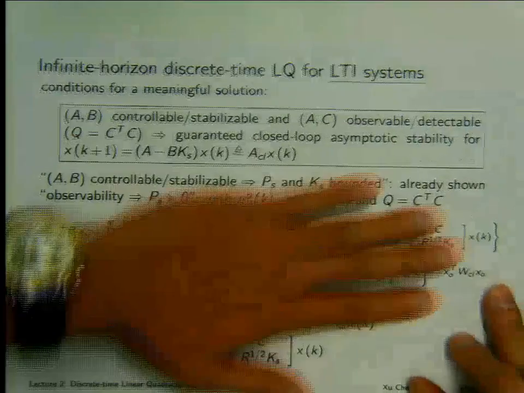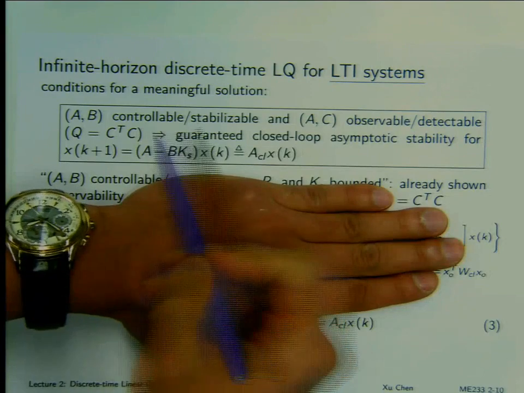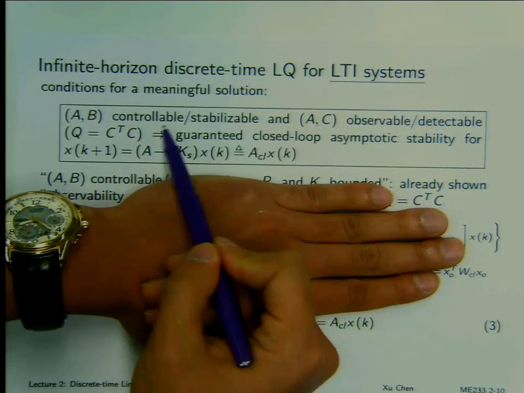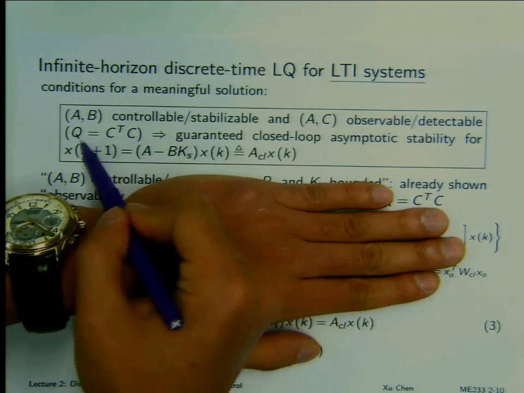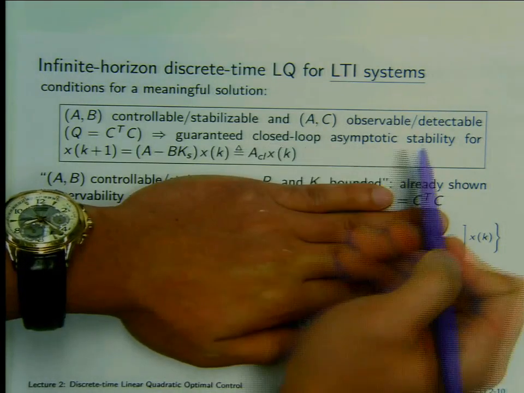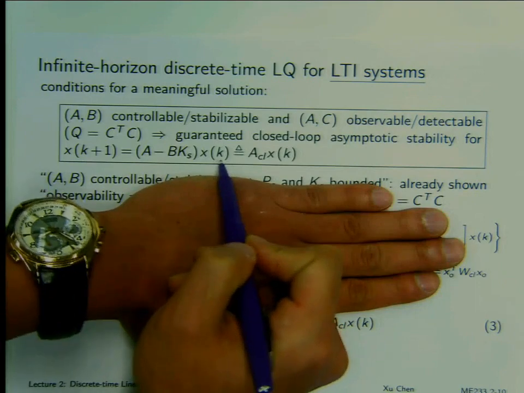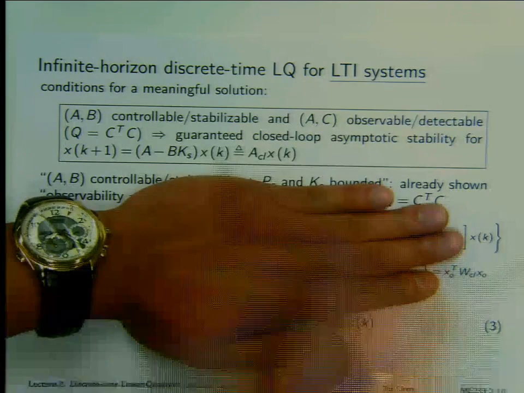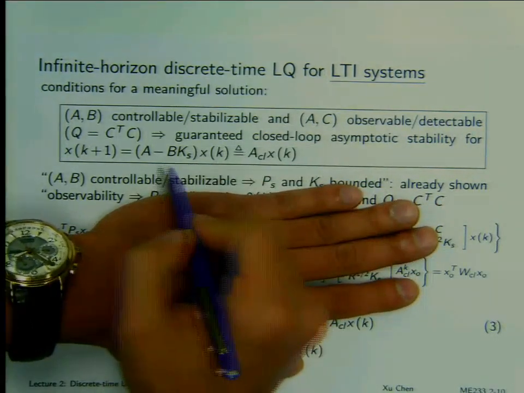Okay? So let me read it to you. This is sort of a wrap-up of what we discussed. Controllability condition, observability condition with this definition of Q. We can have guaranteed closed-loop asymptotic stability for this one, which is meaning x will converge to 0 asymptotically.